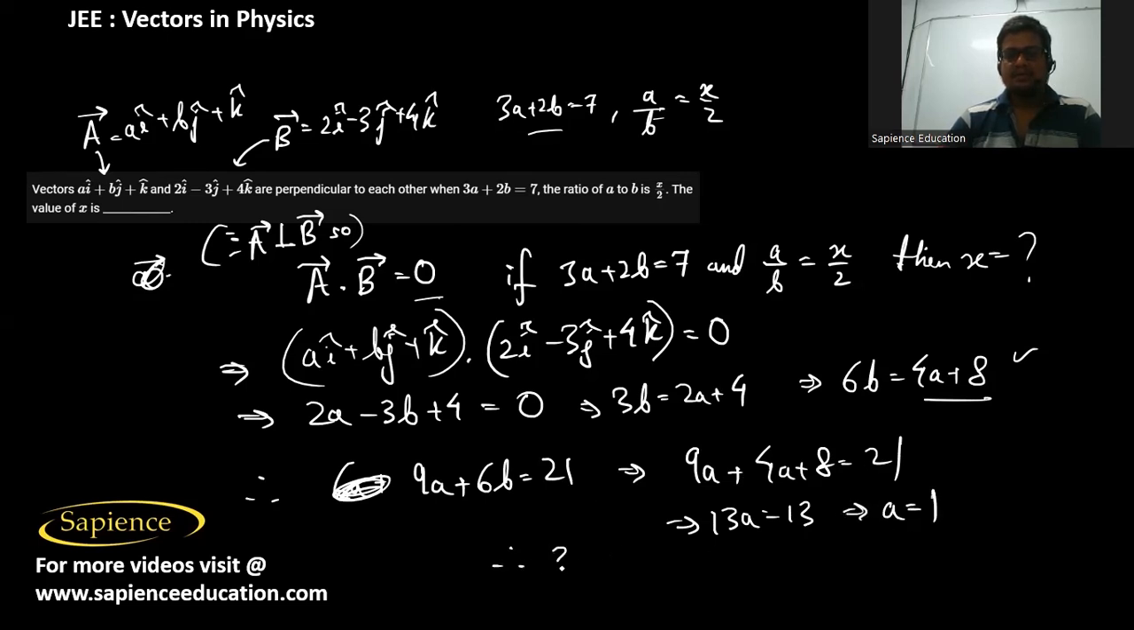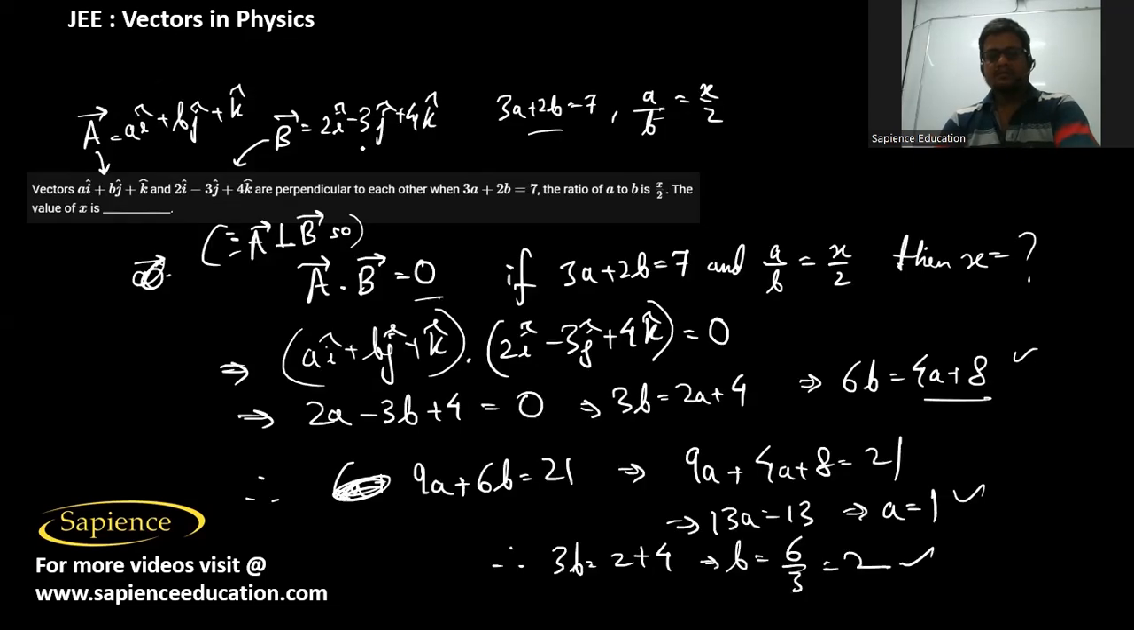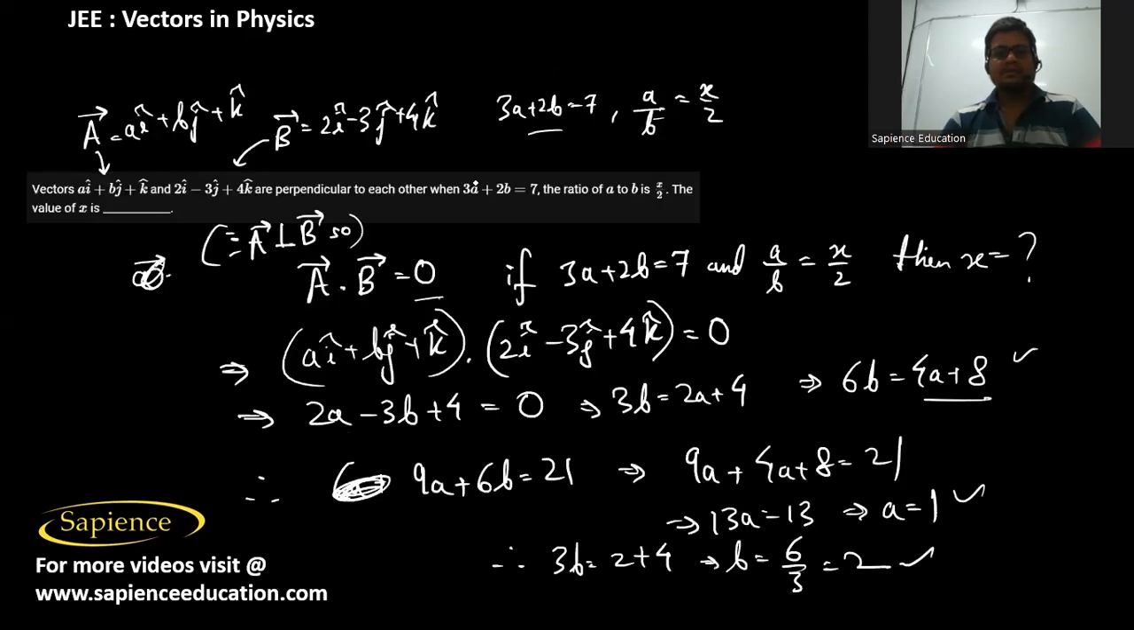So therefore 3b is equal to 2 plus 4, that is 6. So b will be equal to 6 by 3, that is equal to 2. So a equals 1 and b equals 2. So therefore a by b is equal to 1 by 2. It is equal to x by 2. So therefore x will be equal to 1. So the value of x is 1.